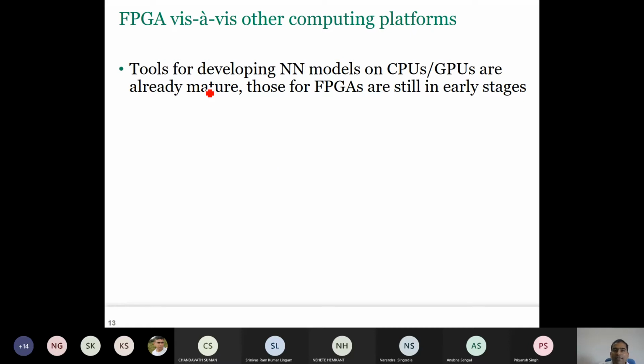Okay. Now another thing is the tools for developing neural network models with CPU GPUs. They are already mature. Why? Because CPU GPU means we are doing high level programming. You don't have to think too much about the low level hardware, whereas on FPGA, you have to think about the hardware also. So that's why designing tools for FPGA takes some time.